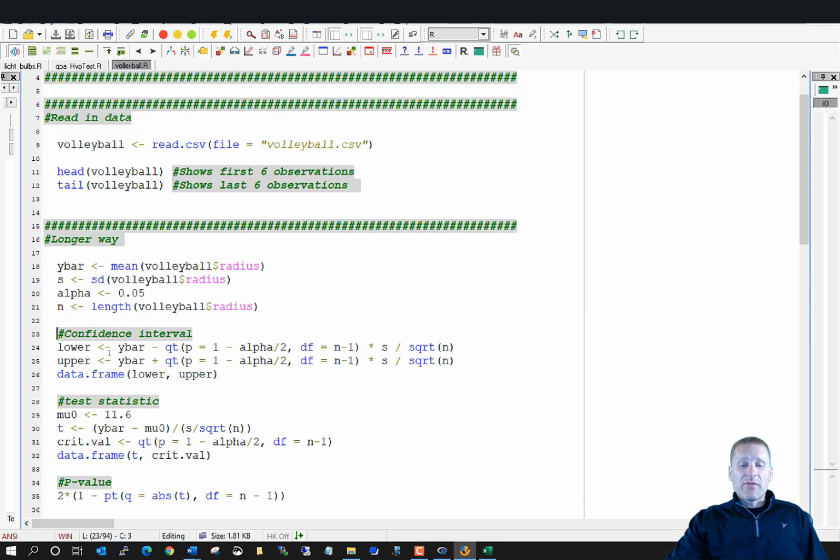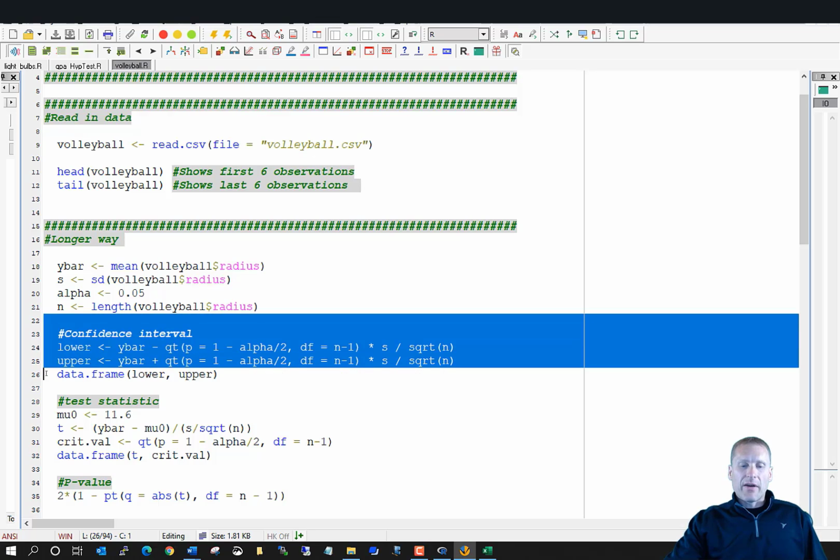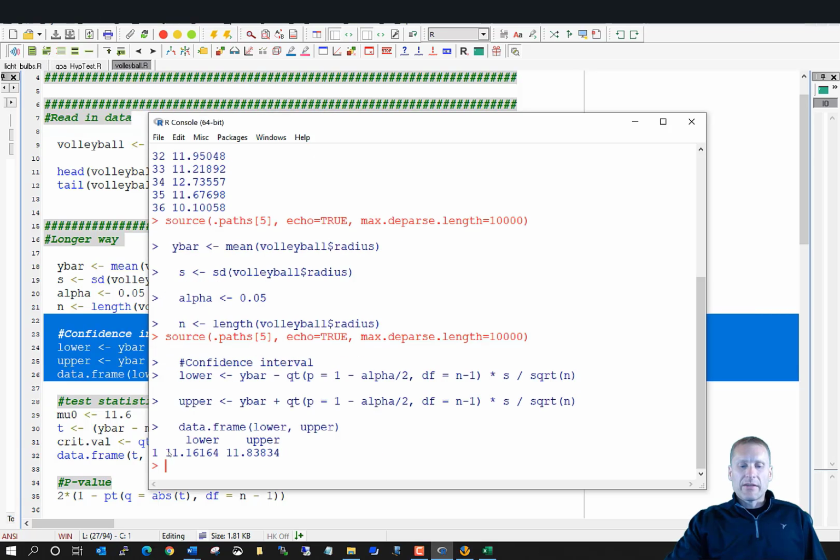And now let's actually find the interval using the same kind of code that we've seen before. Notice how I use the QT function to find the corresponding quantile from the t-distribution that we need for the interval. I find the lower bound, I find the upper bound, and I put it all in a nice little data frame to make it look nice. And here's my confidence interval, 11.16 to 11.84 approximately. Let me go back to my notes now.